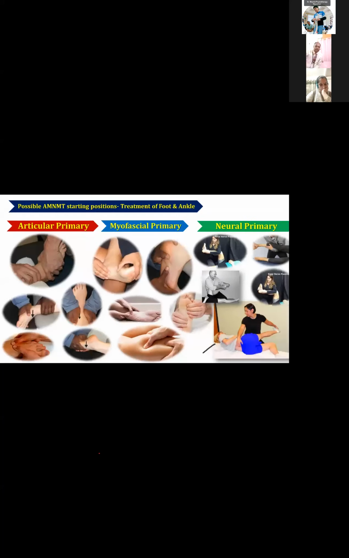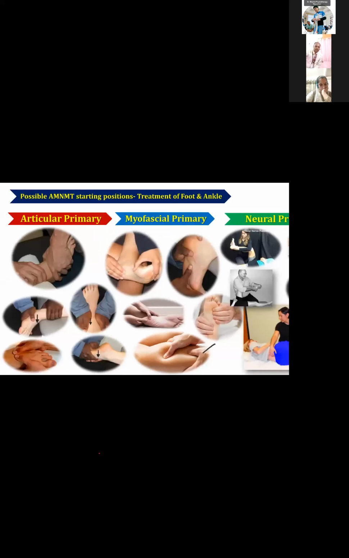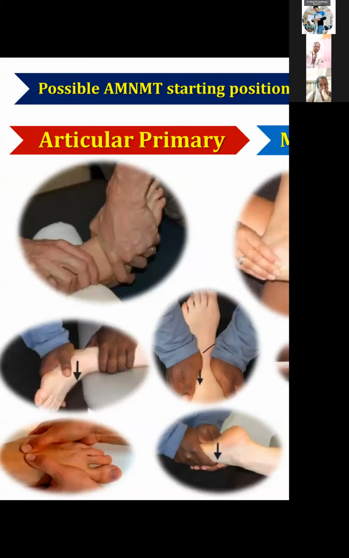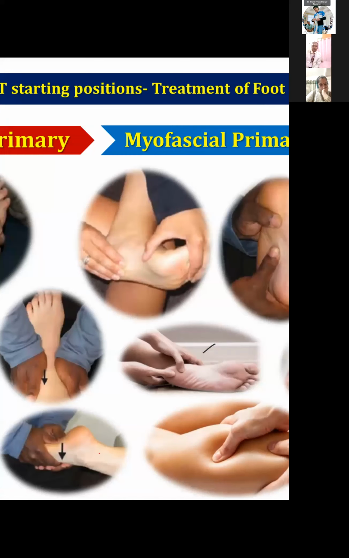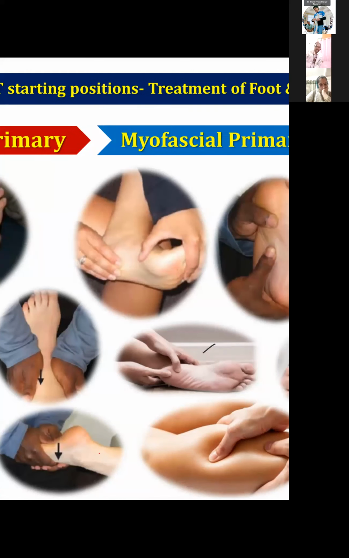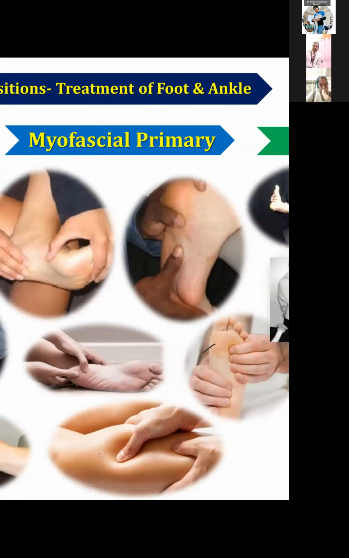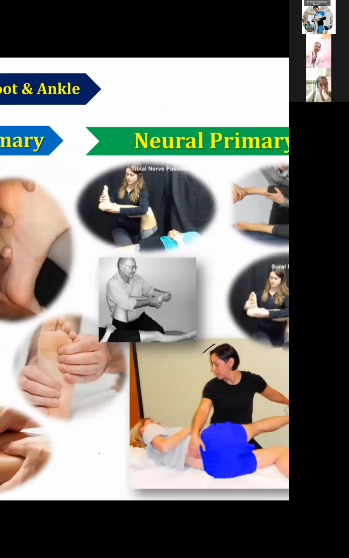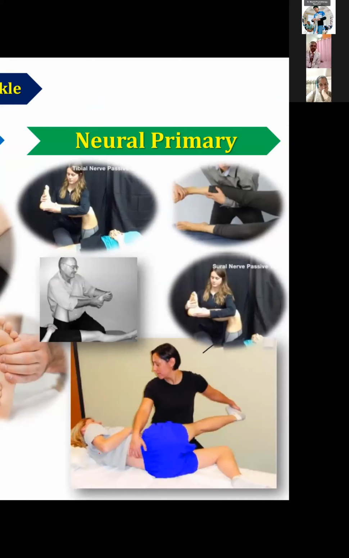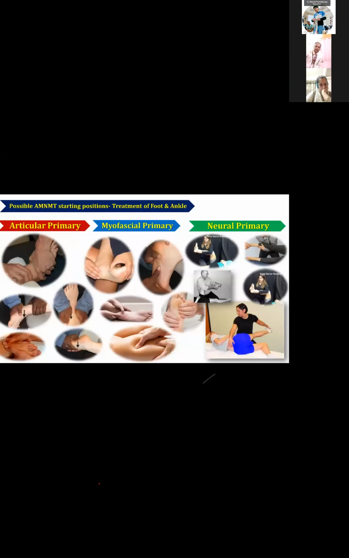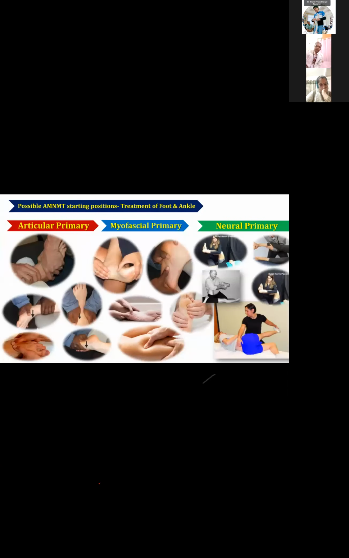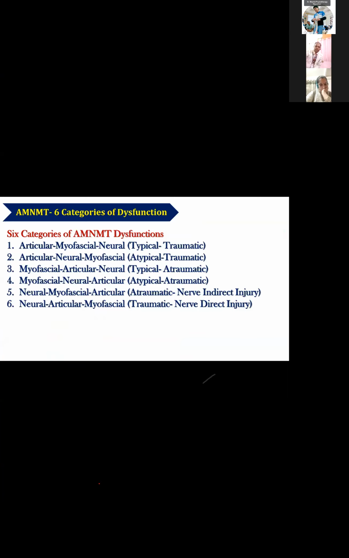These are some of the techniques for articular, including the joint mobilization for the rear foot, mid foot, and the forefoot. Myofascial releases, including the plantar fascia and the gastrocnemius. Neural techniques for the saphenous, sural, tibial, common peroneal, and also including the slump test position in side lying. So all these are better advocated positions for the use of AM&MT.